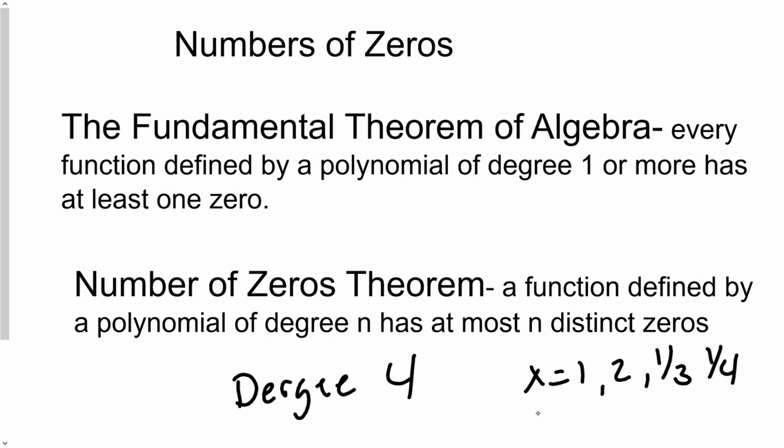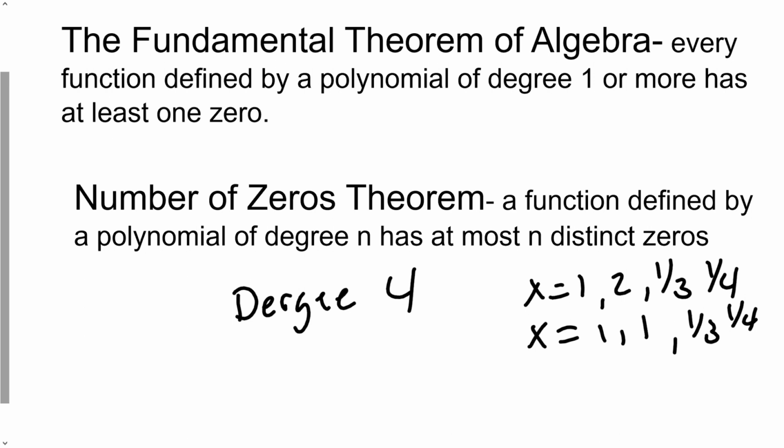They could all be distinct, or I have the opportunity that a couple of them could be the same, like 1/3 or 1/4. So they don't have to be all distinct, right? At most, that means I can't go more than what my degree is. There could be just one distinct zero, and all of them could be the same. So they could all 3 be 1, or they could all 4 be 1. So it has to be at least one, and then at most they could all 4 be distinct.